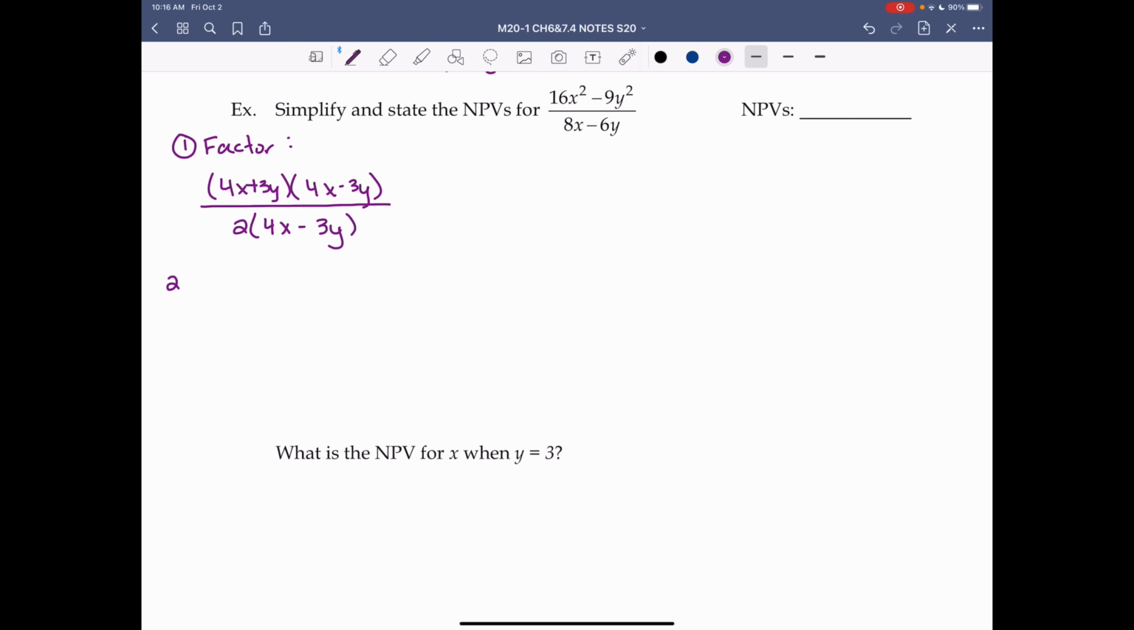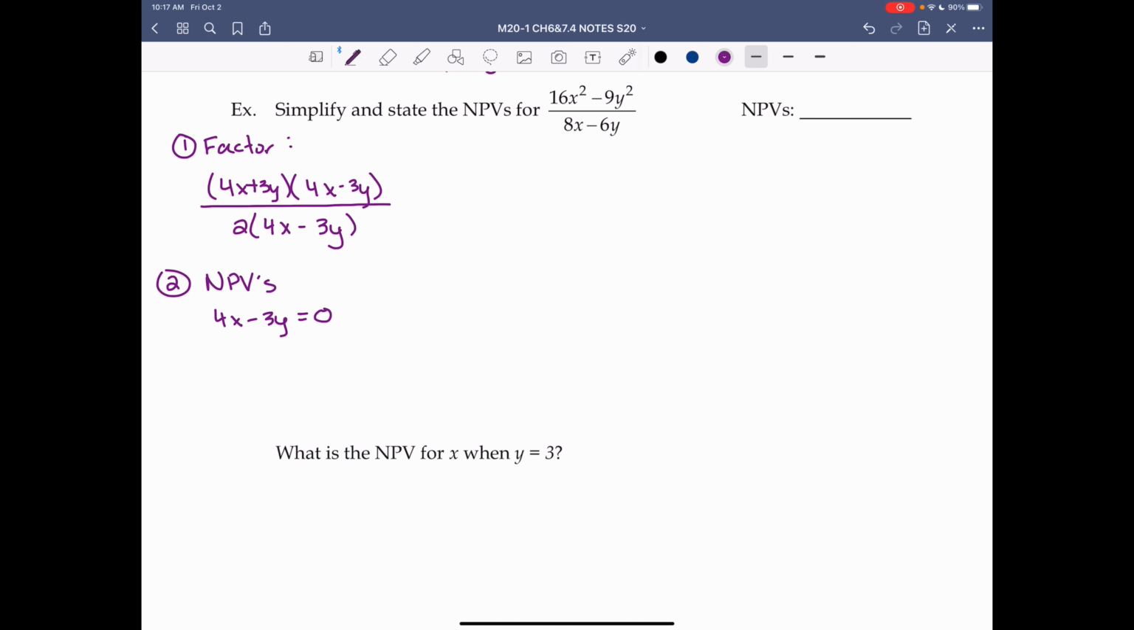Step number 2 is to do our NPVs. This one's a little bit different because we have two variables. So 2 is 2, it can't equal 0, but this factor we have, 4x minus 3y, could equal 0. So that's what we're looking at, 4x minus 3y. We want to know, when is that equal to 0? We have two variables, so we're going to solve for both. We're going to do this twice.